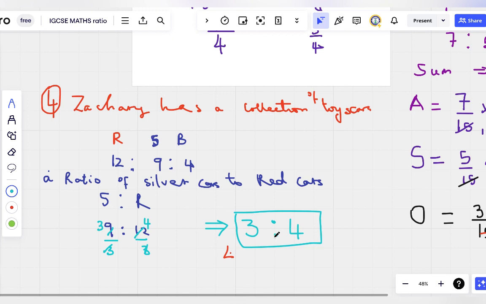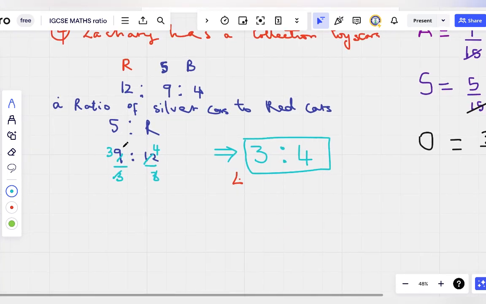Okay? You can also put this in fractional form. So this is as ratio, we can write ratio here. What about fraction? If we want to put it in the fractional form, to write it in form of fraction, we can write it like this.